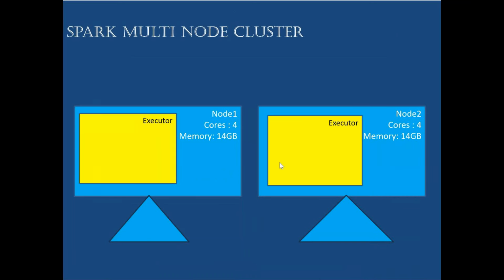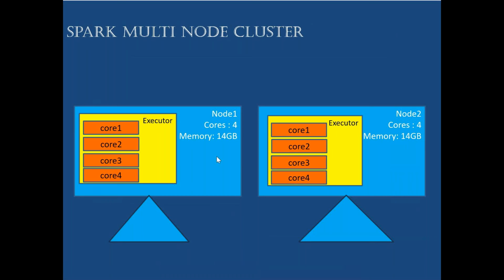So node 1, this is computer 1. This is computer 2. In each computer, only 1 executor will be there in Databricks with 4 cores. Why have I given only 4 cores? Because the size of the computer that you have created is 4 cores. That's why only 4 cores are started.